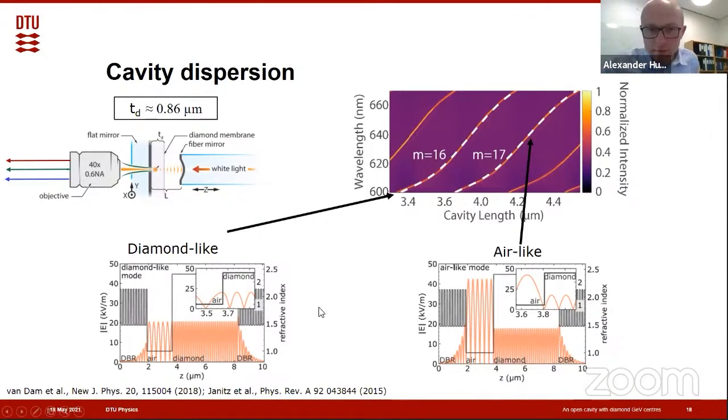These simulations also highlight the importance of a low surface roughness. For a strong light-matter interaction, I would like to have most of the electric field contained in the diamond. Now, the diamond-like mode, in contrast to the air-like modes, actually has a field antinode at the air-diamond interface. So with a high electric field at this interface, I need to maintain a low surface roughness in order to avoid scattering and maintain a high cavity finesse.